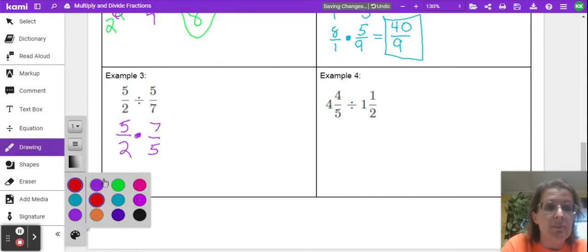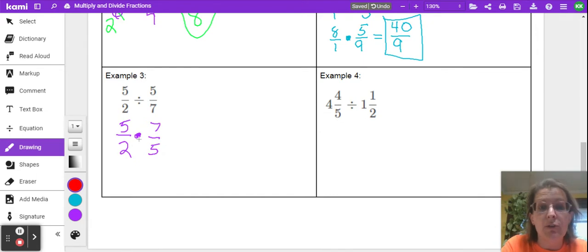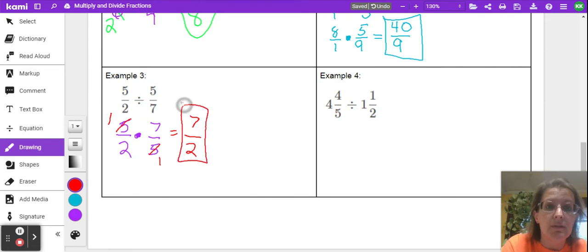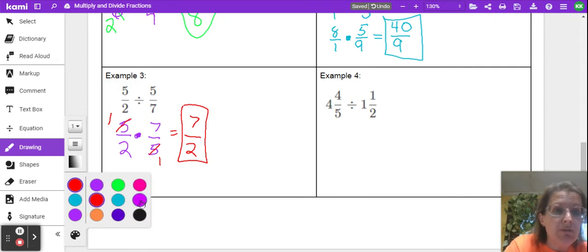And now I can cross simplify here because 7 and 2 don't have any common factors, but 5 and 5 have a common factor of 5. So I can do 5 divided by 5 and get 1, 5 divided by 5 and get 1, and we will end up with 1 times 7 is 7, 2 times 1 is 2, so we get 7/2 when we cross simplify. If you don't want to, you do not have to cross simplify. We could have just multiplied here and simplified at the end, we would get the same answer.